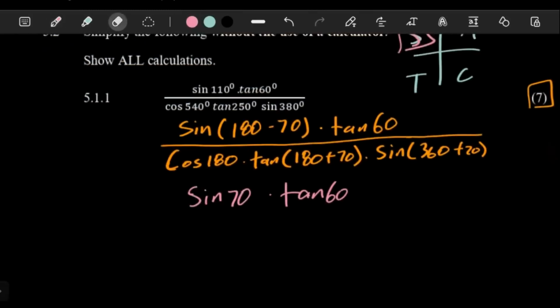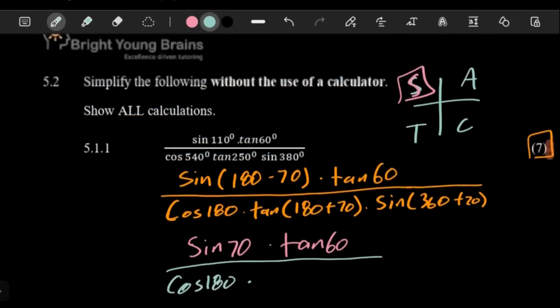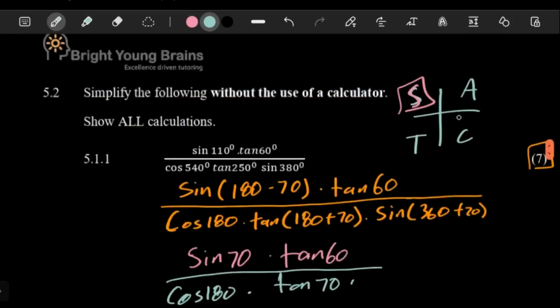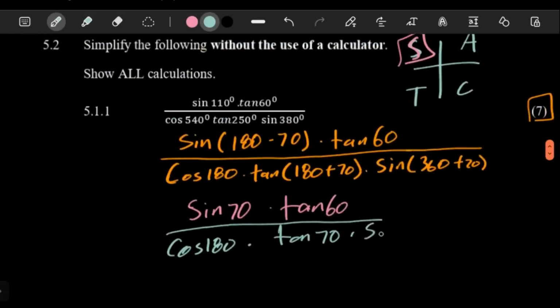We might as well change to numbers already. No, not yet. I like to just change the numbers usually at the end. So let's just leave this as cos 180 for now. 180 plus is in this quadrant where tan is positive, so we can put tan 70 there. And then here 360 plus 20, that's 360 degrees plus, that's positive, so sine 20 over here.